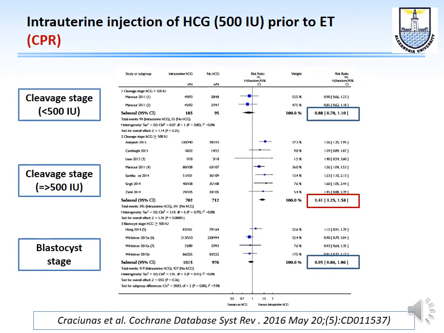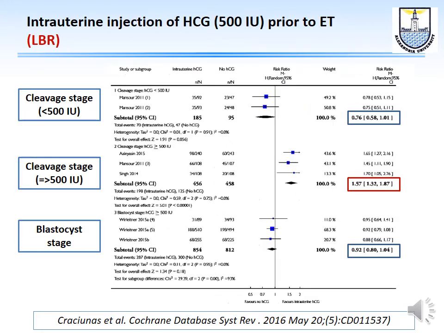When the meta-analysis was done of all the studies on the subject, it was found that if you add less than 500 international units, you don't get the effect. You have to add more than 500 international units, equal to or more than 500. It only works in the cleavage stage embryo transfer. If you are transferring blastocysts, it doesn't really make much difference in terms of clinical pregnancy rate and also live birth rate.